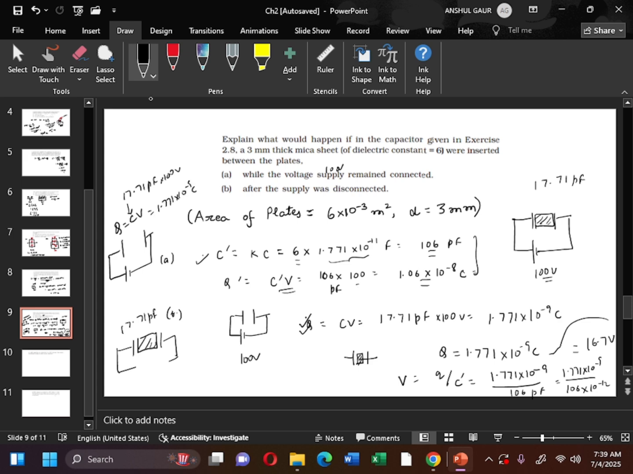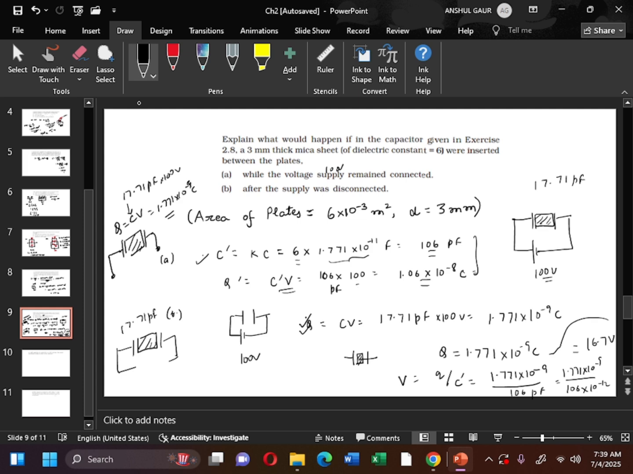अब कहा गया कि बैटरी को पहले हटाया गया, यानी सीक्वेंस ऑफ स्टेप्स ये है कि पहले बैटरी को हटाया गया, हटाने के प्रोसेस में चार्ज में कोई फर्क नहीं पड़ेगा, चार्ज वही रहेगा, 1.771 इंटू 10 पावर माइनस 9 कूलम का ही चार्ज रहेगा. इसके बाद कहा गया कि बैटरी को डिस्कनेक्ट करने के बाद माइका शीट इंसर्ट की गई है. तो माइका शीट इंसर्ट करने के प्रोसेस में कैपेसिटेंस चेंज हो जाएगी.